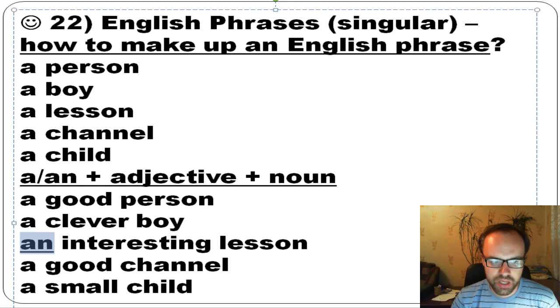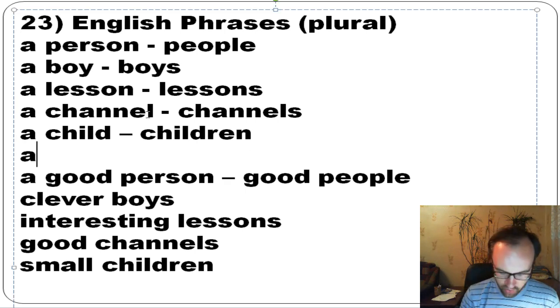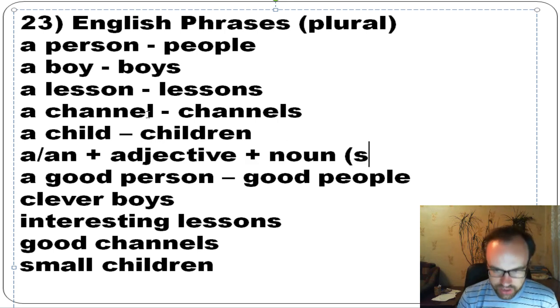Okay, so you see, maybe you want to build English phrases, not singular but plural. Look, you know that if it's one, you say one person or a person, but many people. A boy, boys. A lesson, lessons. A channel, channels. A child, children. And you know that we say a or an plus adjective plus noun if it's singular.